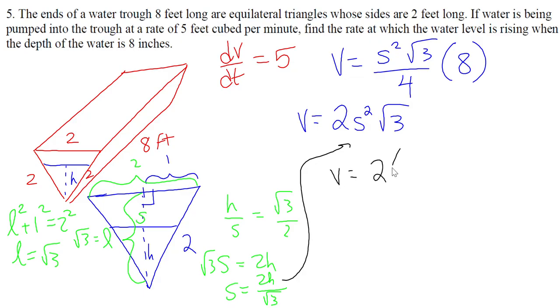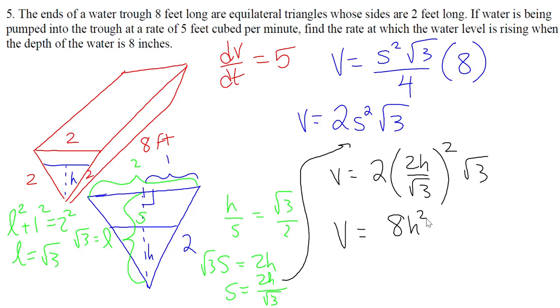And so we should be able to then plug that in for our s, giving us volume is 2 times 2h over root 3 squared times root 3. And if we simplify that down, we'll end up with the volume is now equal to 8h squared. And then we're going to end up with a root 3 times a root 3 in the denominator, which will cancel with the root 3 in the numerator. So we'll end up with the volume is 8h squared over root 3.